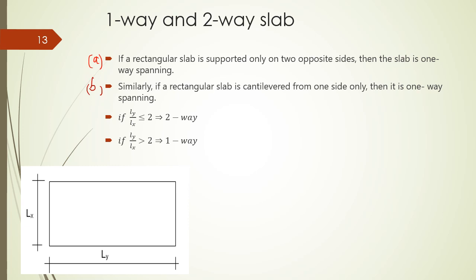Then we'll go to point C. Let us consider a rectangular slab as shown, which is supported on all four sides, such as shown in the sketch. Then we'll have to do an additional check. We'll have to get Ly. Ly is always the longer side over Lx. If it is less than 2, then it will be considered two-way.